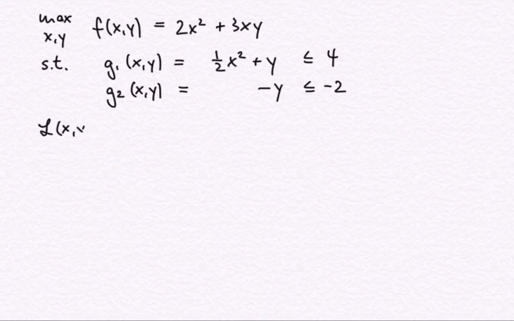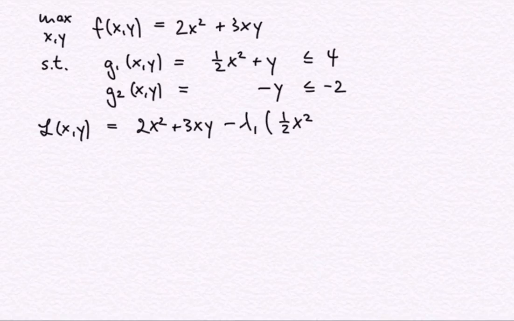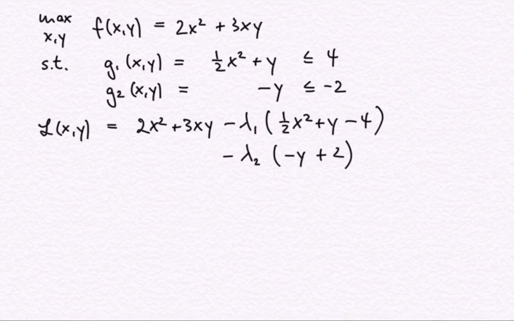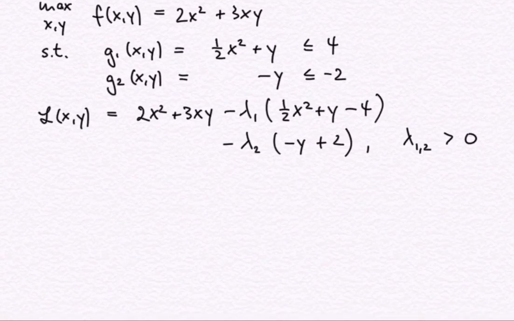Then, just as before, we set up the Lagrange auxiliary function: objective function, minus Lagrange multiplier, left-hand side of the first constraint minus right-hand side of the first constraint, minus second Lagrange multiplier, left-hand side minus right-hand side of the second constraint. And again, lambda 1 and 2 must here be positive. Then we can collect the Kuhn-Tucker conditions.